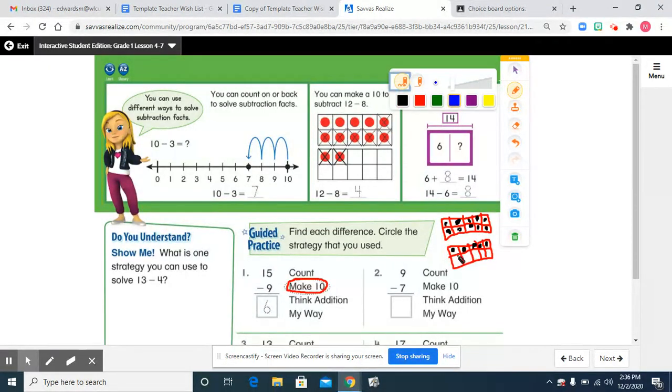So what I'm going to do is I'm going to cross out, starting at the bottom, as many as I need until I have 10 left. So there's 3, 4, 5. Okay, so now I have 10 left.